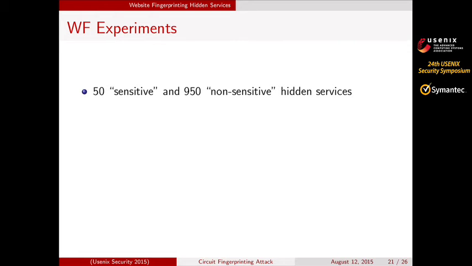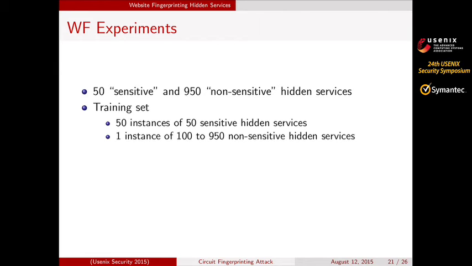To demonstrate the effectiveness of the attack, we performed our own experiments of website fingerprinting on hidden services. We had 50 sensitive hidden services and 950 non-sensitive hidden services, where the 50 included some of the more popular ones, but we won't disclose the names for ethical reasons. The 950 were sort of random ones and some of the more popular ones as well. The reason why the world is so small is that we actually collected data for a lot more, but most of them were either not up or compromised by the FBI, actually. So we couldn't get that much data.